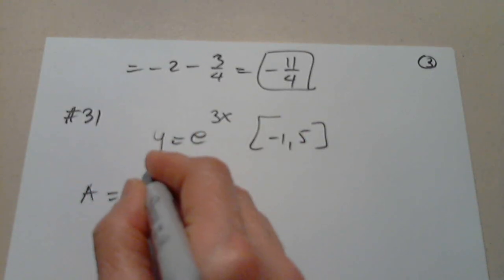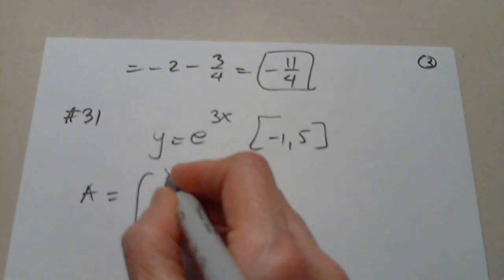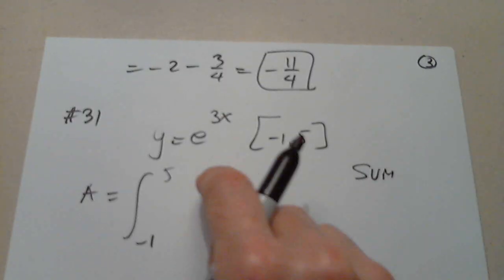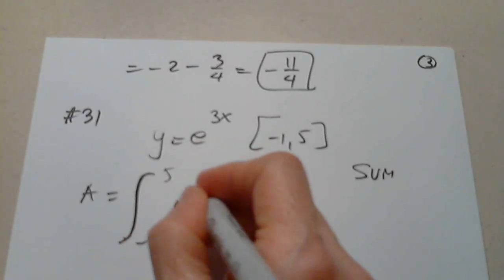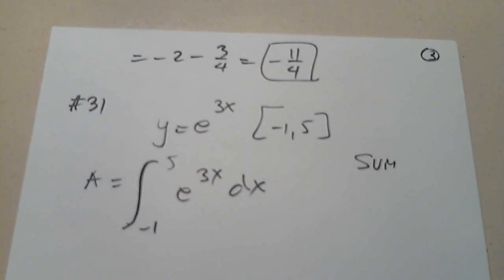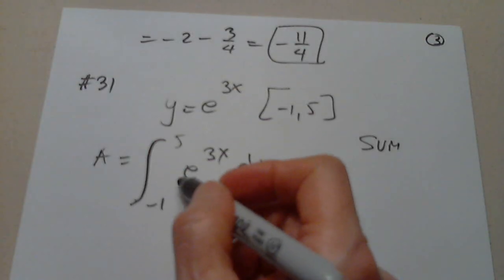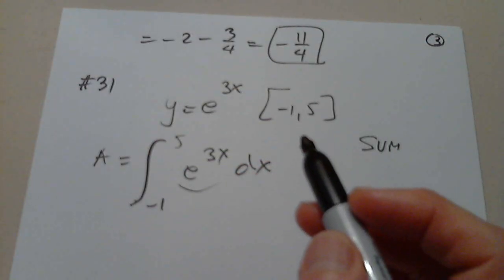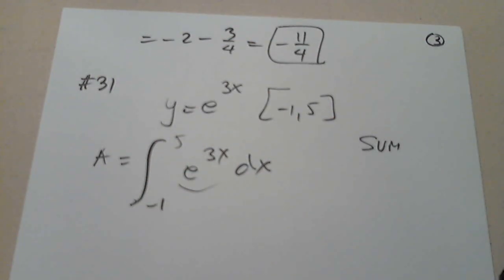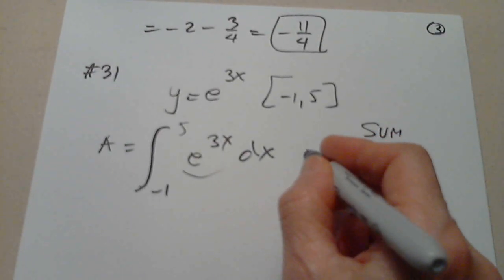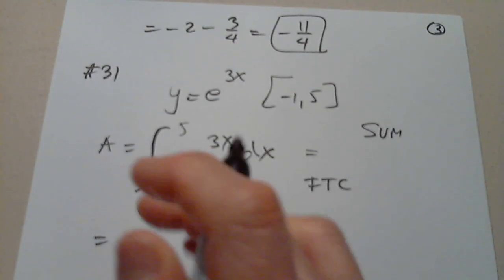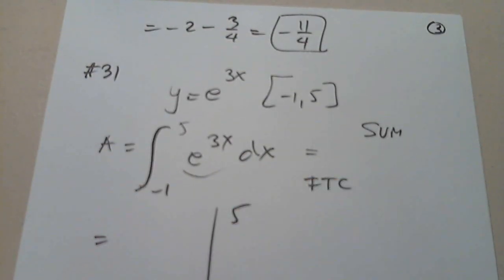The area is the interval from -1 to 5. Remember, this is a sum, but this notation is a stretched S: the integral of e to 3x dx. This is a continuous function everywhere, especially on this interval, so I can use the fundamental theorem of calculus, which means I have to find the antiderivative and then evaluate it between -1 and 5, plug in 5 and subtract when I plug in -1.